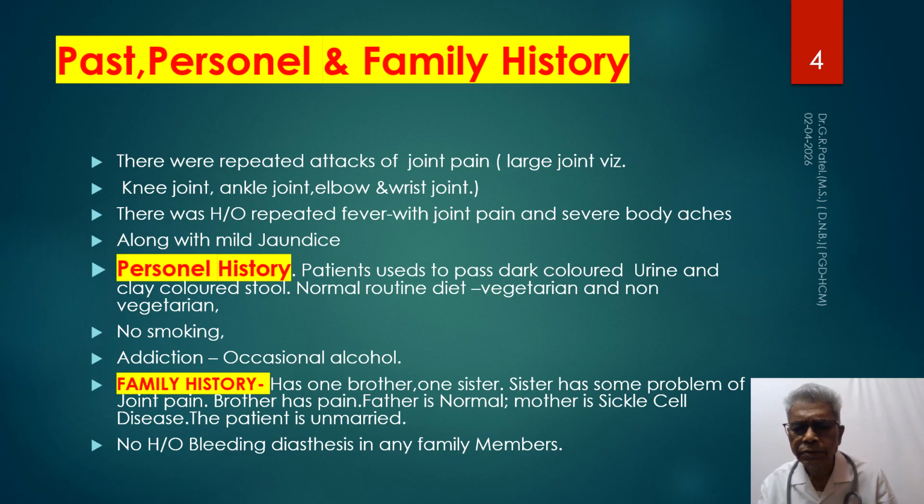Personal history: patient used to pass dark color urine and clay color stool. Normal routine diet, mixed diet, vegetarian as well as non-vegetarian. He does not have any habit of smoking. Addiction, occasional alcohol. Family history: he has one brother, one sister. Sister has some problem of joint pain. Brother has pain. Father is normal. Mother has sickle cell disease. And patient is unmarried. There is no history of bleeding diathesis in any family member.